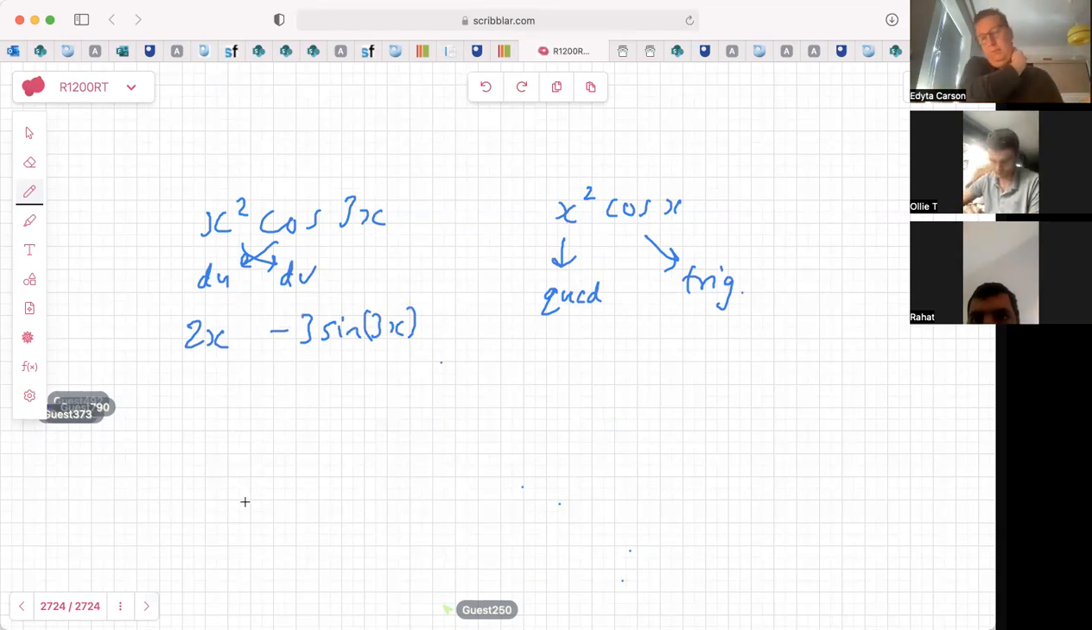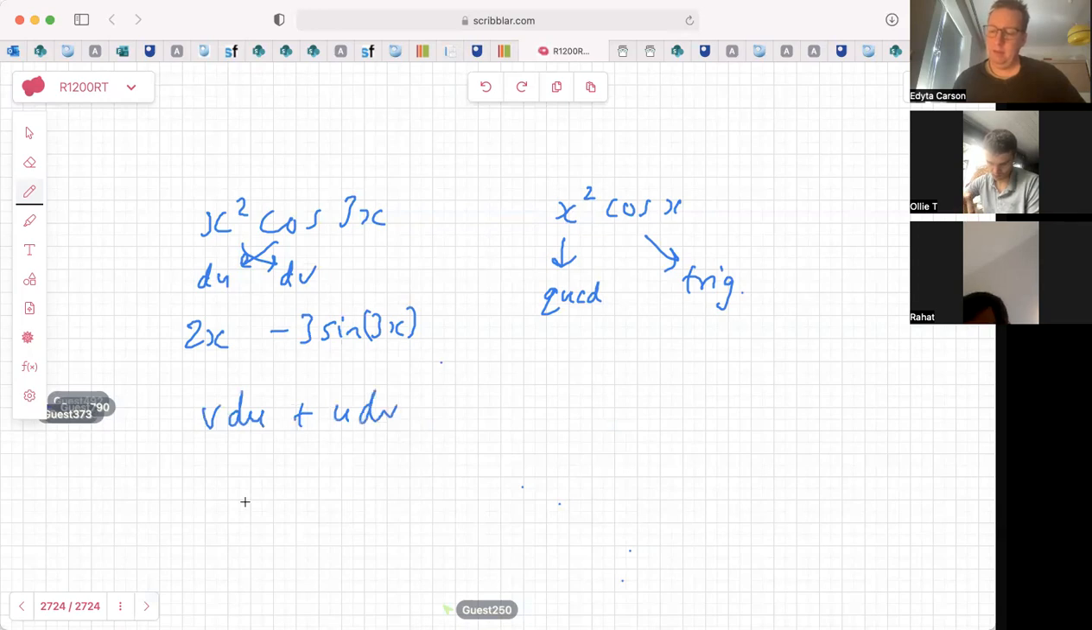So differentiate both, times them together. Derivative of 3x is 3, straight line. Derivative of cos is minus sine, times those together. So we've got everything we need now to put together for the product rule. So v du plus u dv.